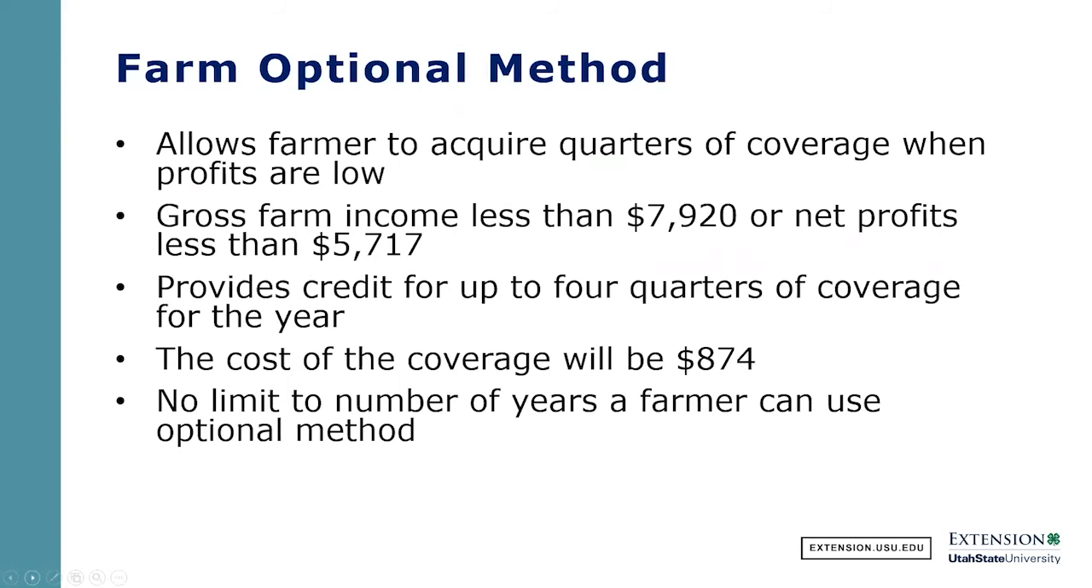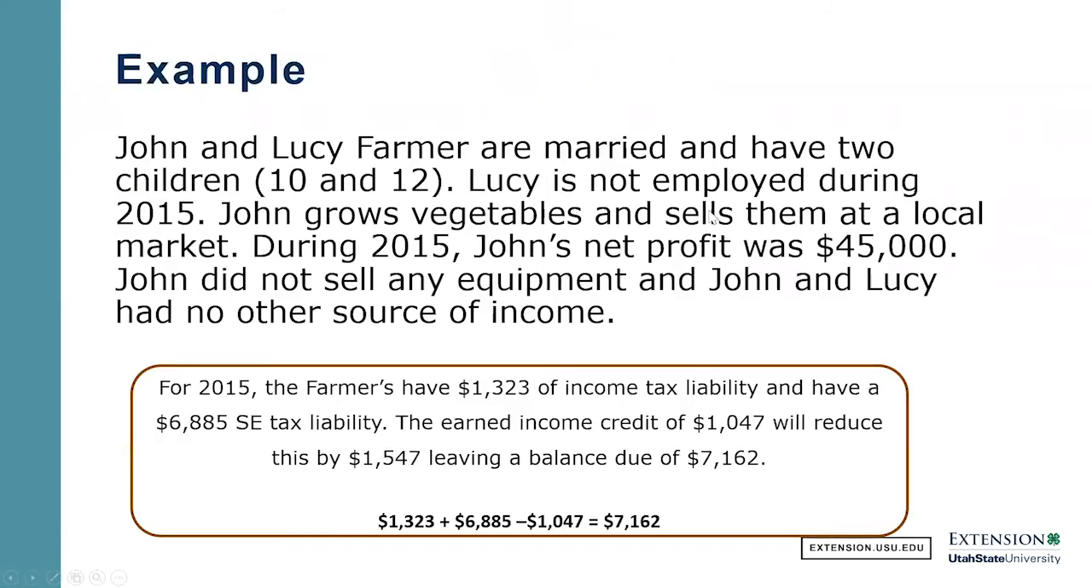And so here is an example of what I was going over. John and Lucy Farmer are married and have 2 children. And this was from a few years ago, but it's about the same now as it was then. I just have not refigured the numbers. So their net profit was $45,000. We just want a simple example. They don't have any other source of income.